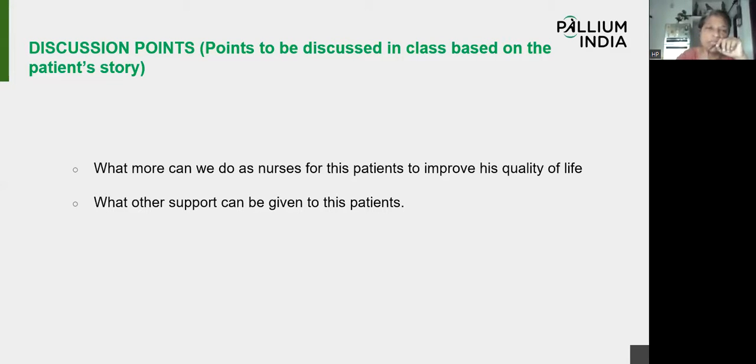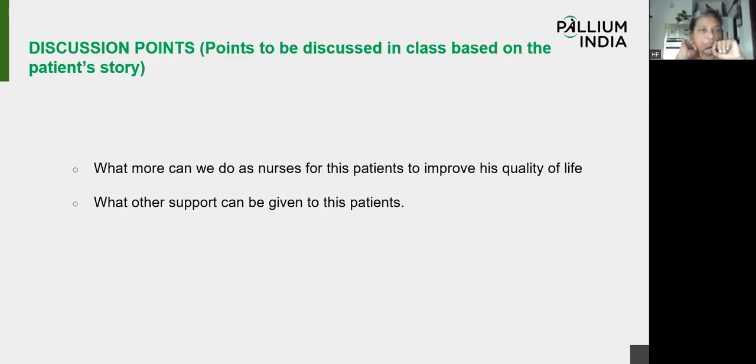So whenever a patient comes to you in such cases, if the patient comes to your OP, you can ask about fever, any headache. When was he diagnosed with CA lung? Saraswati is asking. 2019, if I'm not wrong. Okay. So it was brain mets.